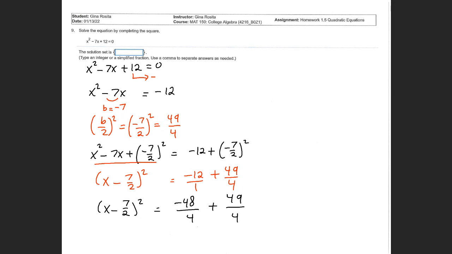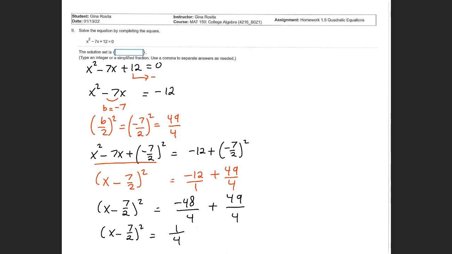Okay, don't think hard, okay? Just take the easy one. So now we solve this one. (x minus 7/2) squared equals negative 48 plus 49, which is 1. So the answer is 1 over 4.